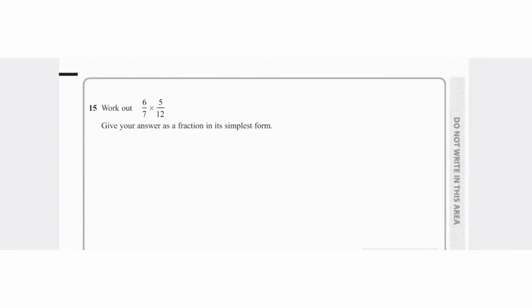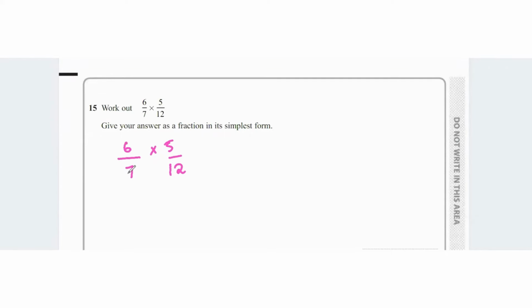Question 15 says work out 6 over 7 times 5 over 12. When you're multiplying fractions, you can multiply straight across. So 6 times 5 is 30, and 7 times 12 is 84. But the question says the fraction needs to be in simplest form. So for the simplest form, I would recommend not multiplying them initially. Skip that part, and start with simplifying them.